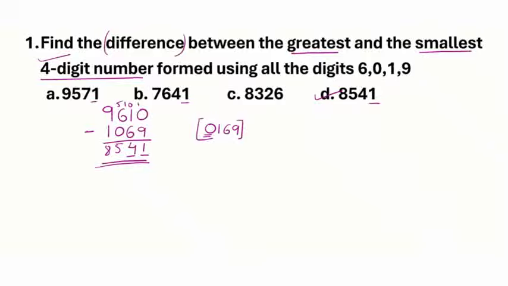If you're very confident, if you're good at this concept, then you can go through option D directly, because once we get 541, it is only option D. So that's how you're going to save time and do further calculations.